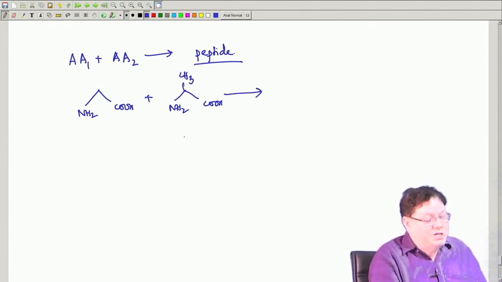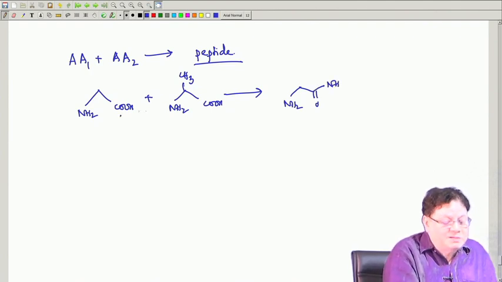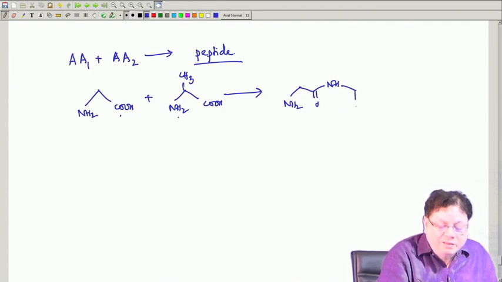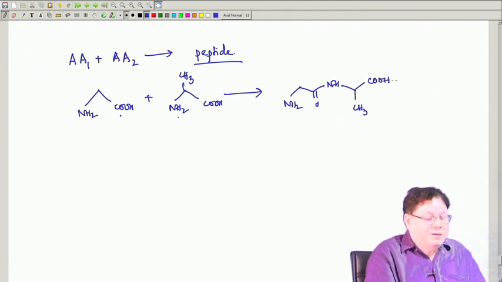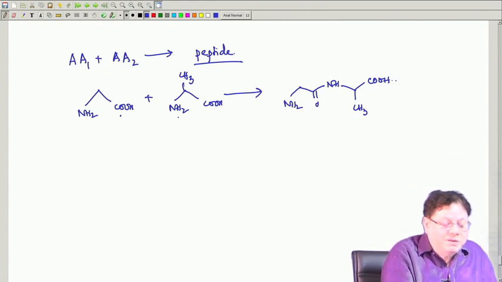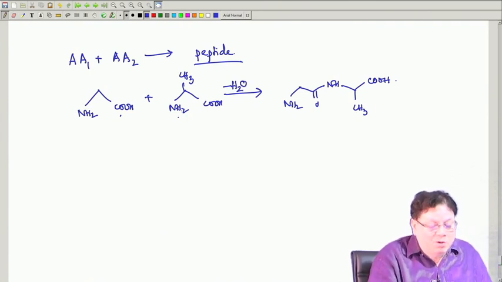Now, they react with each other and a new bond is formed, that is between the carboxy of the glycine and the NH2 amine of the alanine, and you get what is called a dipeptide. Okay. Now, the point to note here is that this is a very facile reaction, it should be, because there is elimination of water, a stable molecule of water that is being eliminated.